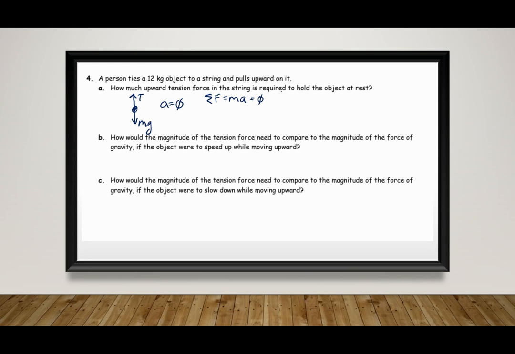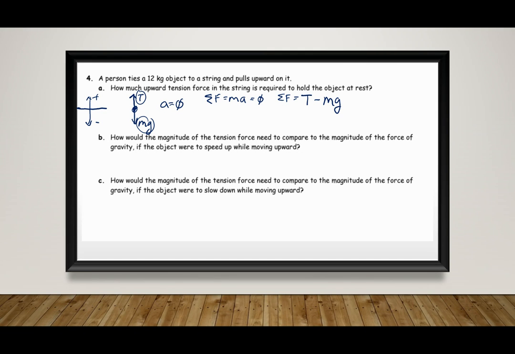My sum of forces is also equal to, and I can make my down positive or my down negative, whatever I want. Okay, let's go with our standard value for right now. I'm going to make up positive and down negative now. So my upward is going to be tension minus mass times gravity. Okay, because tension's in the positive and mass times gravity is in the negative.